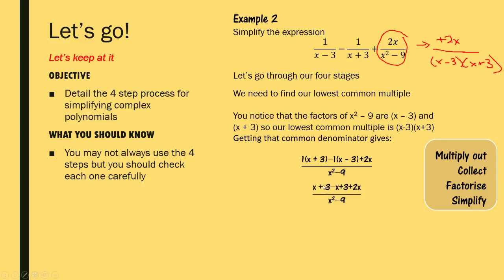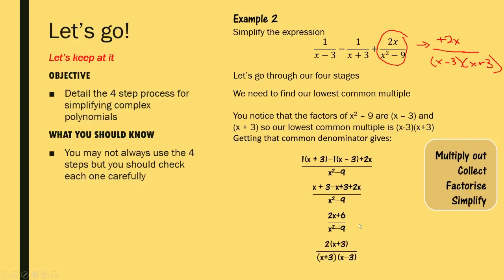We're going to multiply that out. So 1 times x is x, 1 times 3 is 3, minus 1 times x is minus x, and minus 1 times minus 3 is plus 3. Be careful of that. Plus 2x. That's our multiply out. Next, we're going to collect our terms. So x minus x plus 2x gives me 2x, and then plus 3 plus 3 gives me 6, and that's over x squared minus 9.